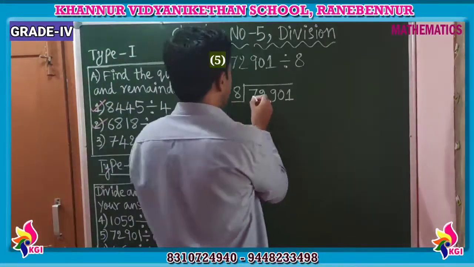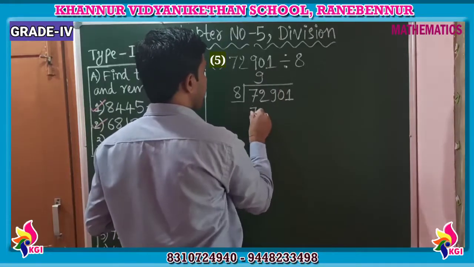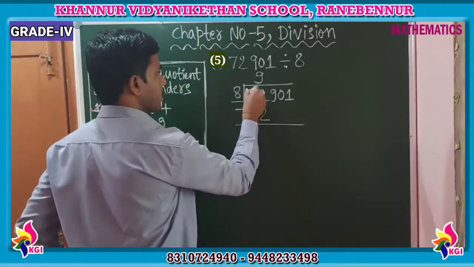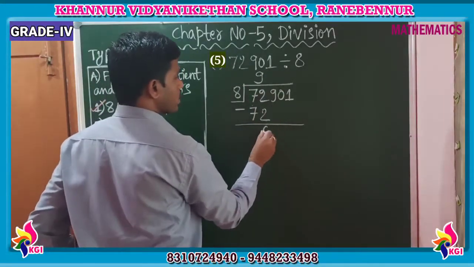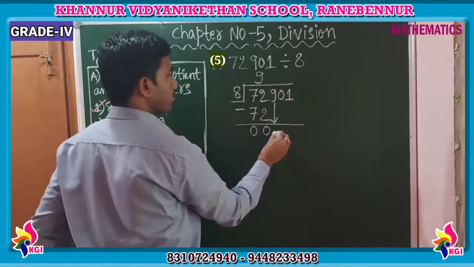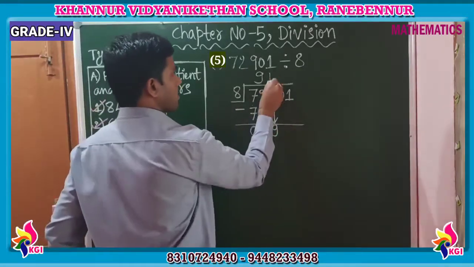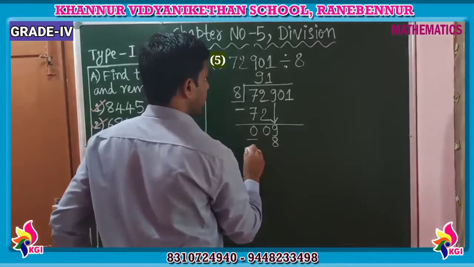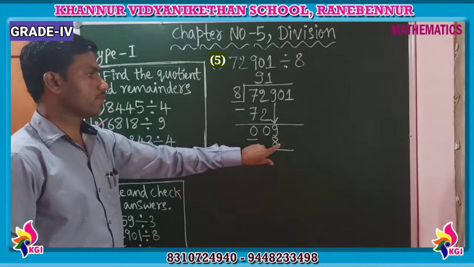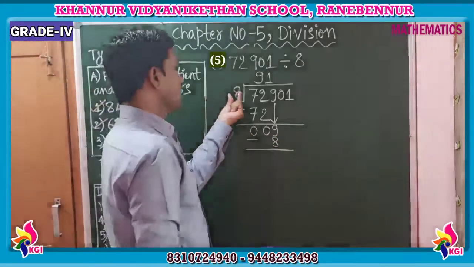Yes, in the 8 table, 72 is there, no? So my dear, take 8 9s are 72. 2 minus 2 is 0, 7 minus 7 is 0. Then in the hundreds place 9 is there, no? Bring down this 9 and this becomes 9. Now 8 ones are 8. In the 8 table 9 is not there, that's why we take the nearest number. The nearest number to 9 is 8. So 8 ones are 8.